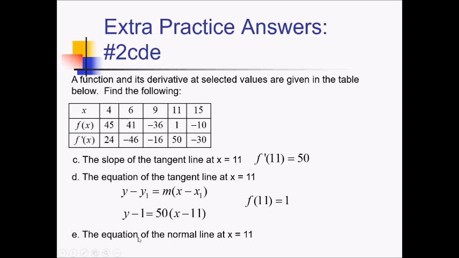For the equation of the normal line, we're basically using the tangent line, but we're going to use the opposite reciprocal slope because the normal line is perpendicular to the tangent line. So we still have y minus 1. We're still going through the same point, but now instead of 50, we're going to have negative 1 over 50, opposite reciprocal. And then we will still have x minus 11.